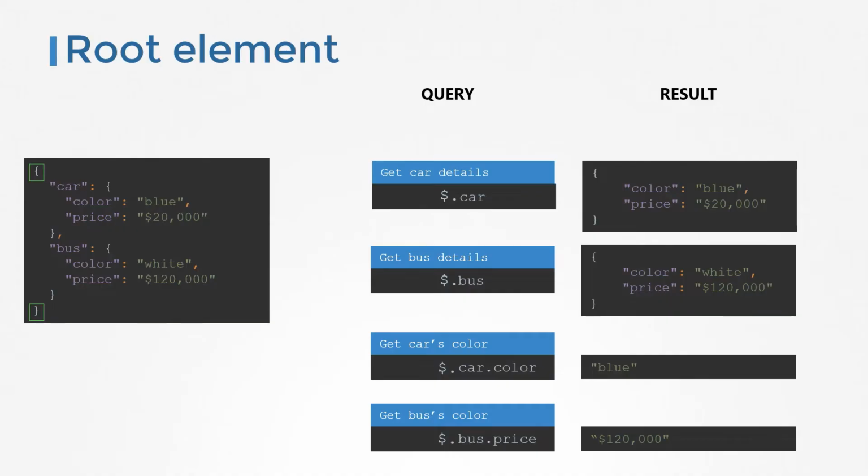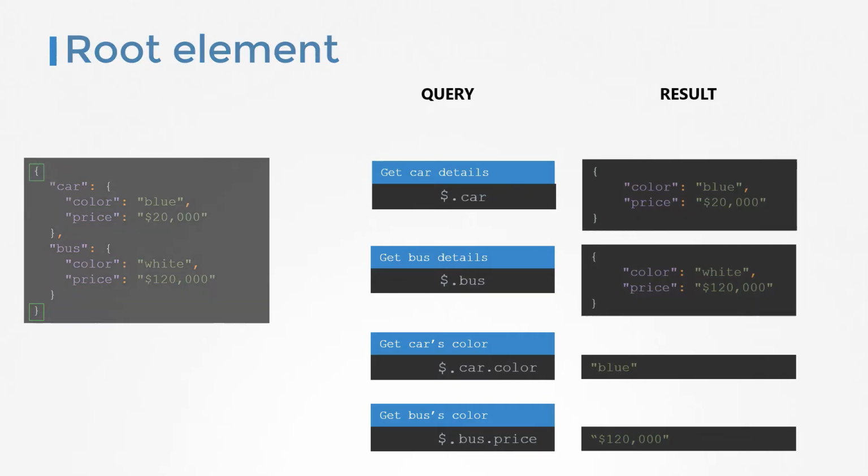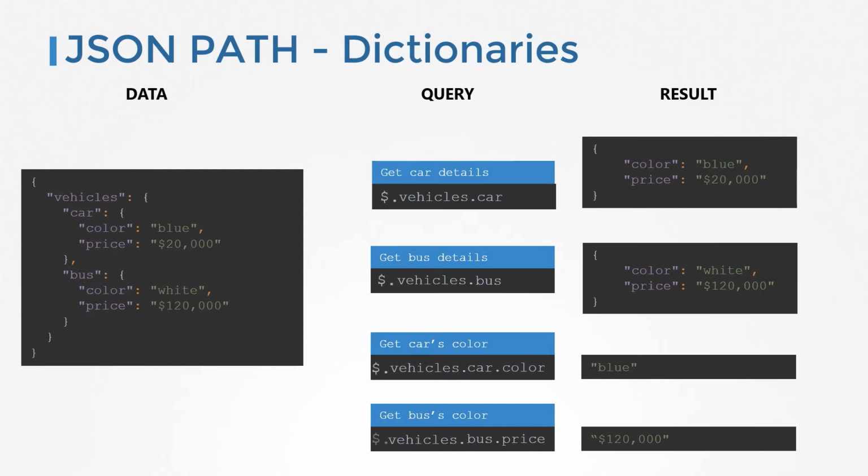A query created for a JSON document with a dictionary at its root should start with a dollar like this: $.car, $.bus, $.car.color, $.bus.price, etc. Going back to the data with vehicles in it, vehicles is now a dictionary within the root dictionary. The queries should now be $.vehicles.car, $.vehicles.bus, $.vehicles.car.color, and $.vehicles.bus.price.